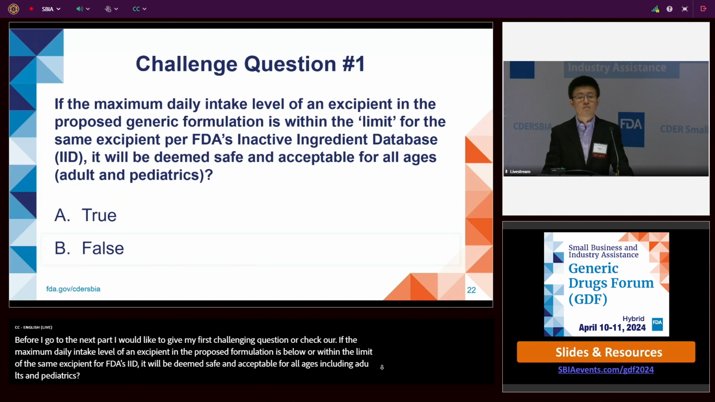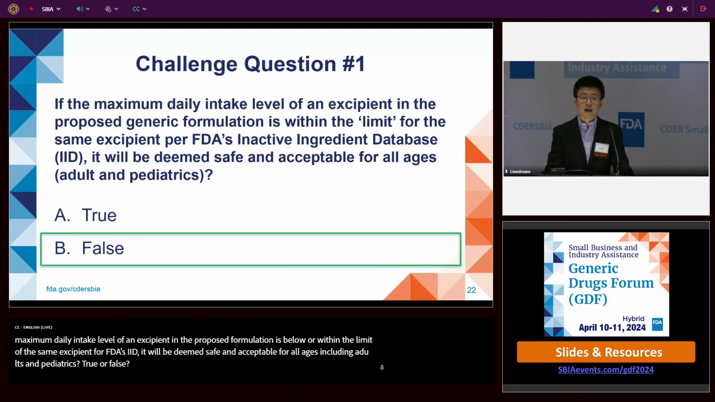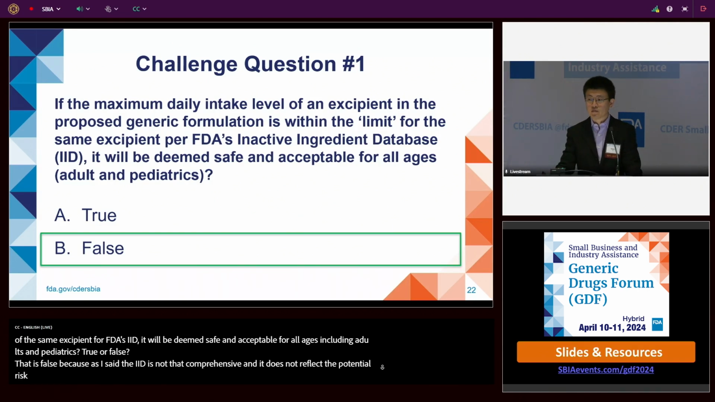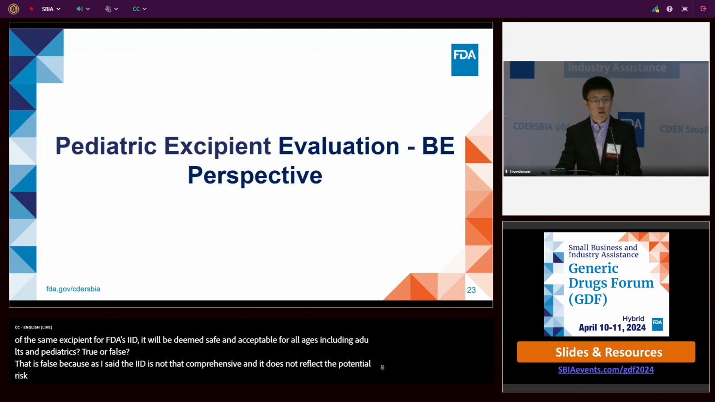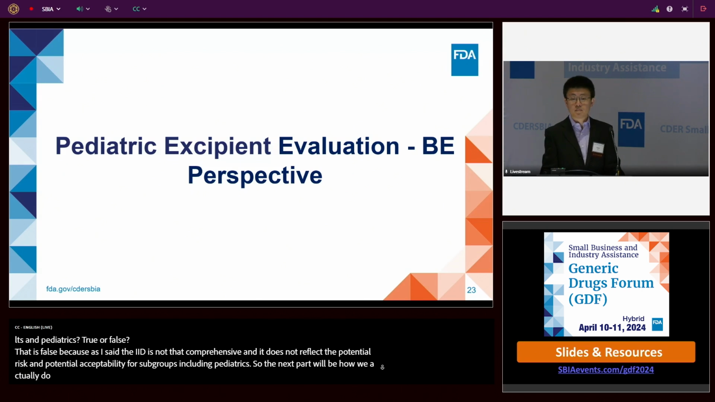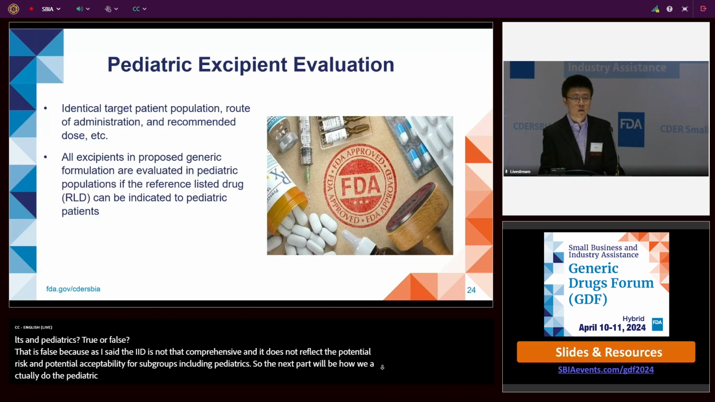Thank you very much. Yes, it is false, because, as I said, the IID is not that comprehensive and it does not reflect the potential risk and potential acceptability for subgroups, including pediatrics. So my next part will be how we actually do the pediatric excipient evaluation in the OGD.